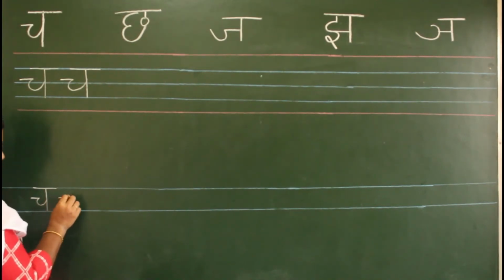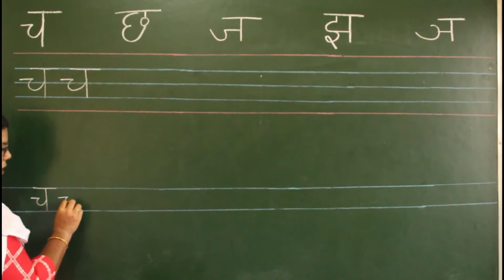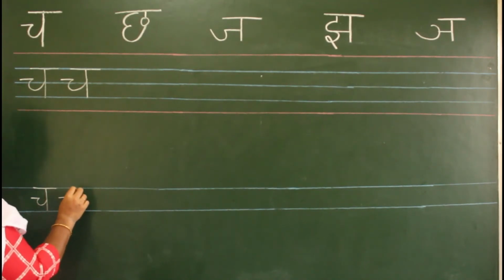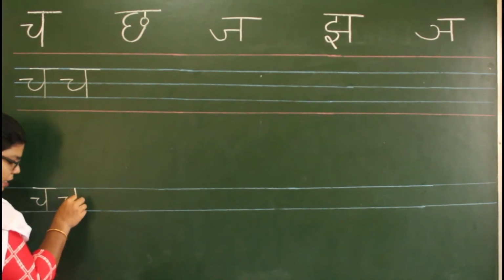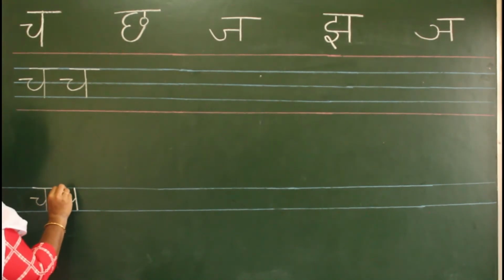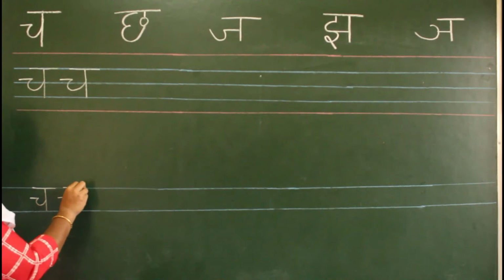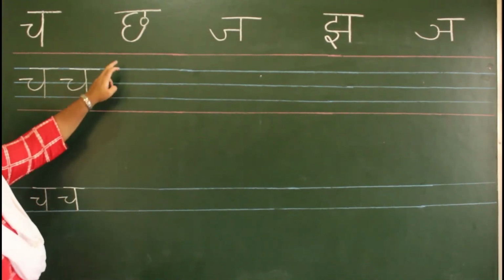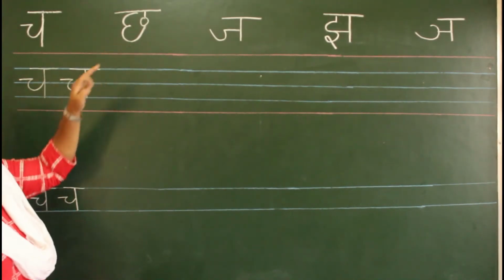Sleeping line, then a curve, standing line touching the curve, then a sleeping line on the top. Next is cha.